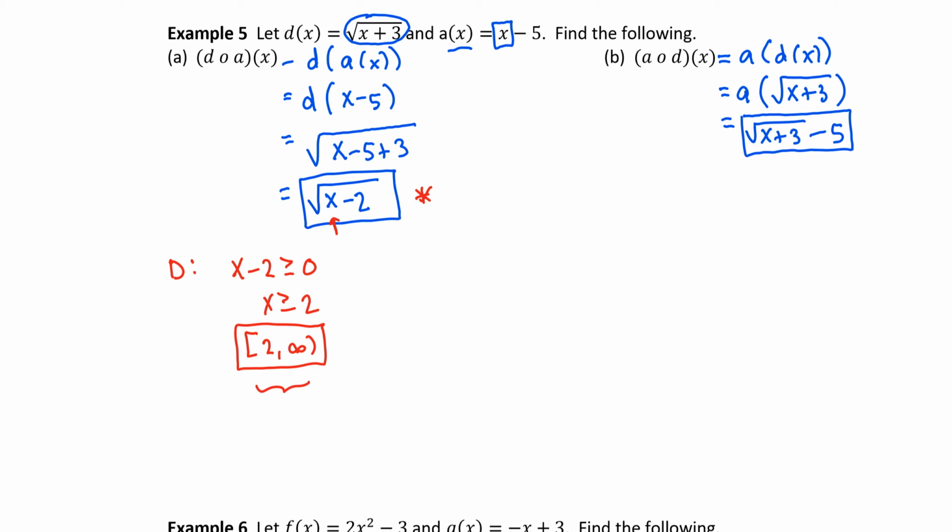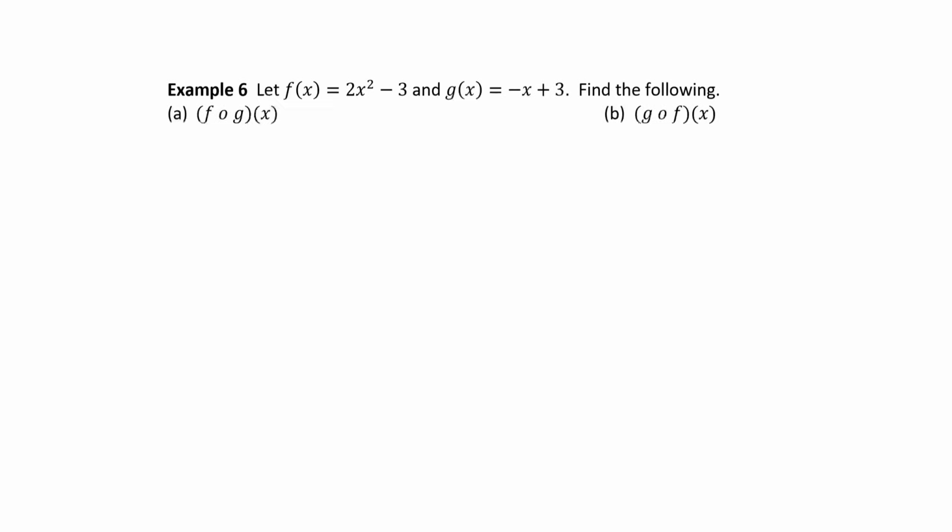Okay, how about example B? What's the domain? Well, I'm going to take the radicand out and set it greater than or equal to 0 and very easily solve for x. So x greater than or equal to -3 in interval notation would be -3 to infinity. Okay, let's move on to example 6.